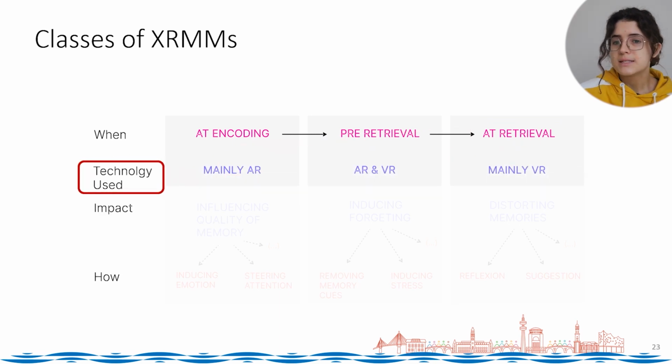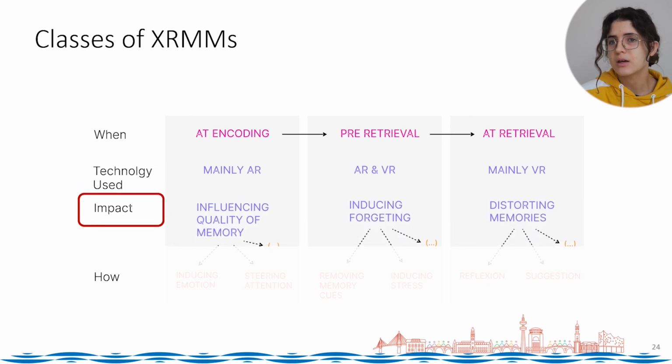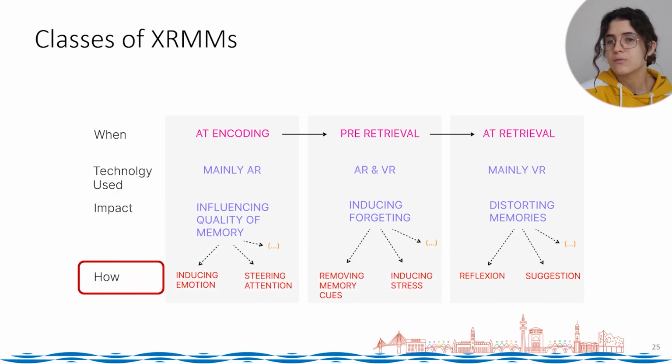So we will see these classes in details later, but these classes differ in terms of technology used. Some are mainly based on AR and some on VR. They can have different impacts on users' memories, like inducing forgetting or distorting memories. And these manipulations are done using different techniques, like inducing emotions, removing memory cues, or supporting reflections on the past, which are all techniques that have been studied and that are shown to have an impact on memories.